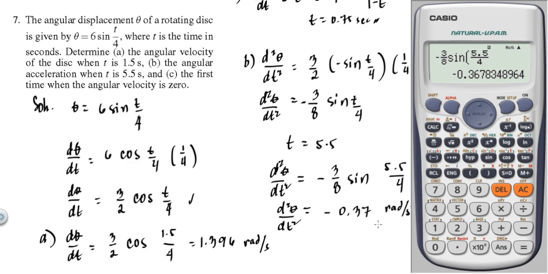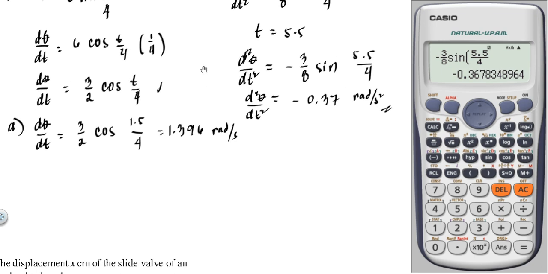The first time when the angular velocity is 0. So what is the time when angular velocity is 0? Eh di equate mo lang to sa 0. So what is t? Sige, let's solve. Dito na lang. Letter C.